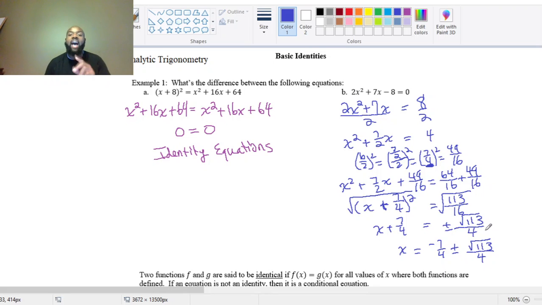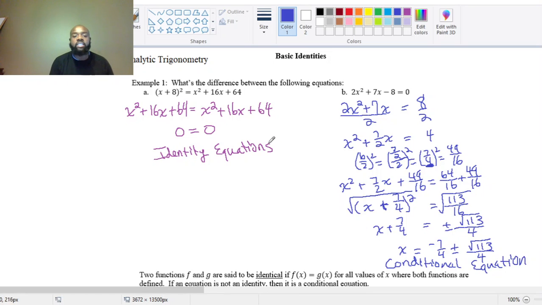This equation is not always true. It's only true under the condition that x equals one of those values there. And so when we have equations that have at least one solution, and it's not like all real numbers, then we call that type of an equation a conditional equation.